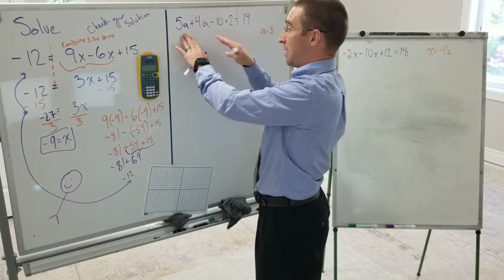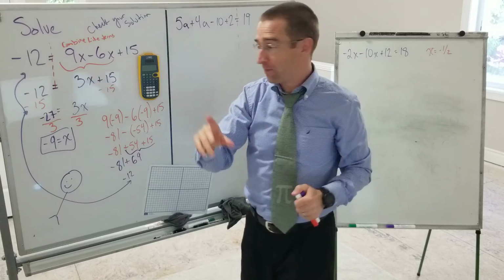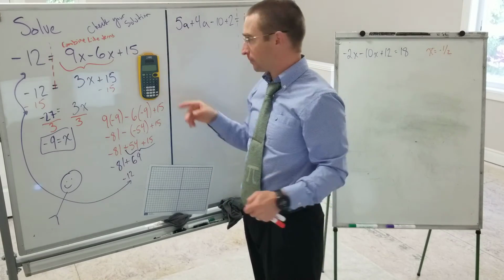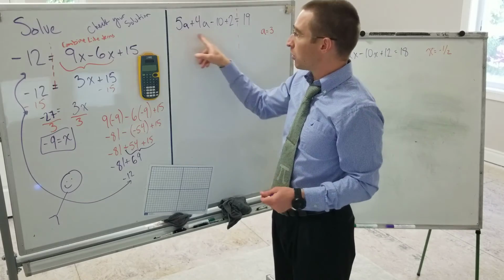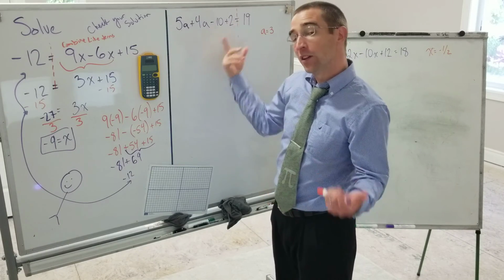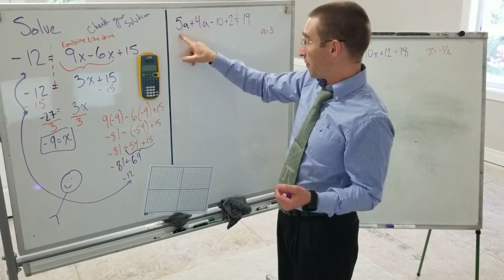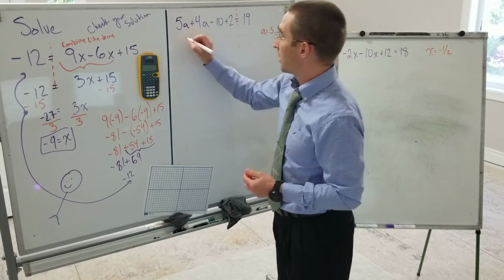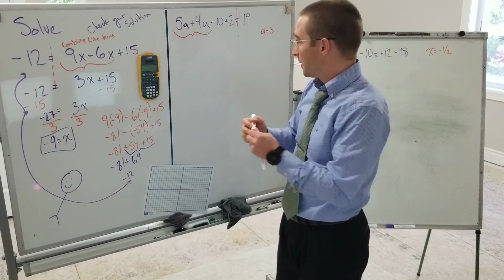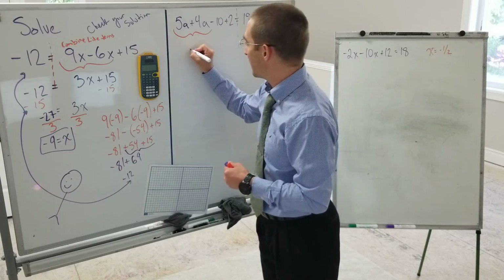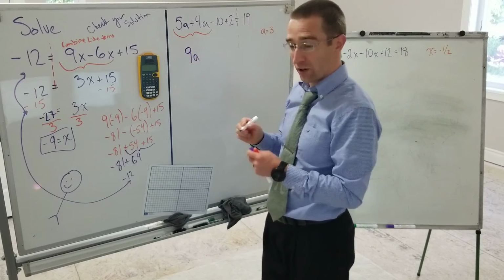It's 5a plus 4a. So we got 5 of this thing, this unknown value, plus 4 of this thing, this unknown value. How much total of this unknown value a do we have? We have 5 of them plus 4 of them. We're going to combine those like terms because they're both a. And we're going to go 5 plus 4 is 9. So we have 9a there.